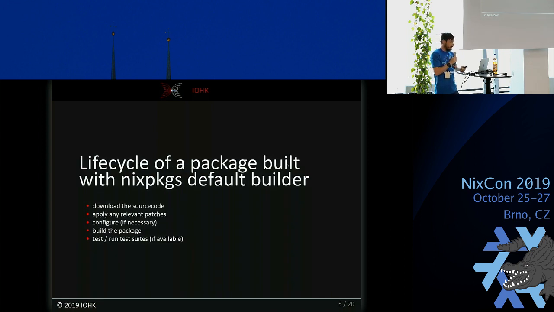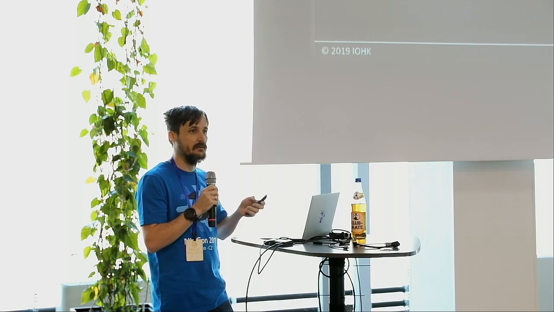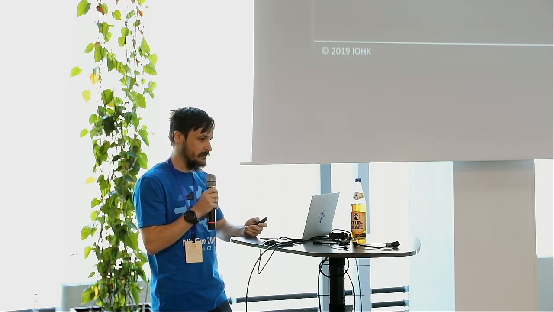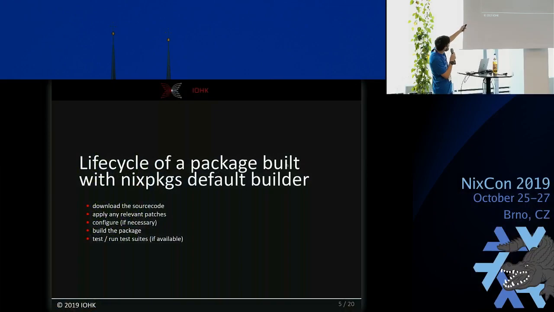So the life cycle of a package built with Nixpkgs' default builder. First we're going to talk a little bit about how things are done with Nixpkgs and Haskell, and then we're going to get more into the nitty-gritty of how haskell.nix is doing things and show some examples here. So packages built within Nixpkgs usually follow the following steps. You download the source code, apply any relevant patches, configure if necessary, you build the package, and then you run the test suites if they're available.